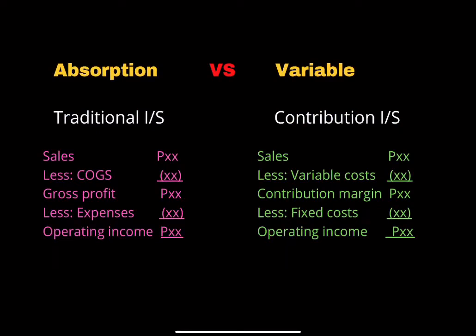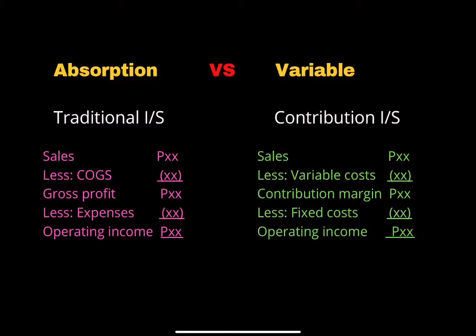So this is how we present the income statement under the two costing methods. Absorption costing presents the traditional income statement which you may have probably learned in financial accounting. So as you can see, cost of goods sold is the product cost, and then the expenses are your period cost. While variable costing presents it using the contribution margin approach. So it distinguishes between variable cost and fixed cost.